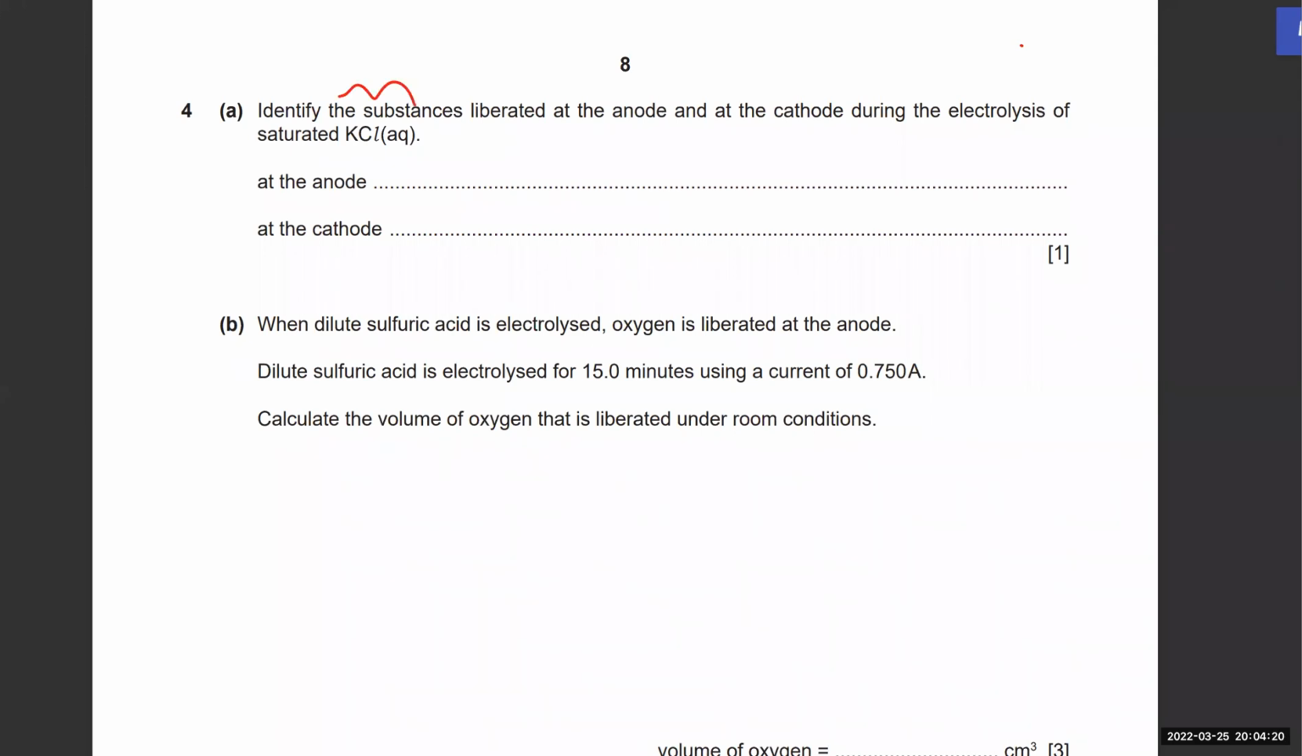So when you're doing that, your solution has, remember, and he's saying identify the substances that are liberated. So that's your cathode and anode. That's the negative part, that's the positive part. There's going to be K plus 1, there's going to be Cl minus 1, and there's going to be H2O. And this one is going to be H2O as well.